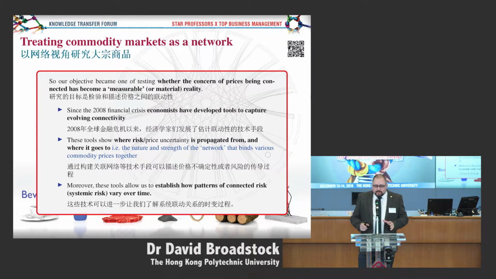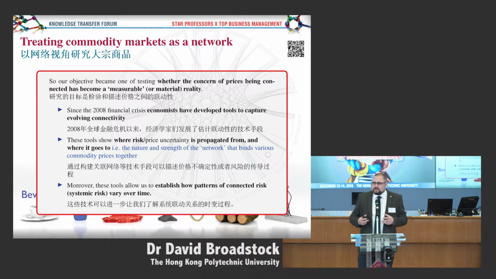So we wanted to test whether or not they have become connected in any material sense. There's always going to be some kind of connection between the markets. Energy and fertilizers are naturally connected to each other through the petrochemicals connection. In recent years, and particularly since 2008, economists have done a great deal to try to understand how to measure and quantify connected risk, or something that we typically refer to as systemic risk.